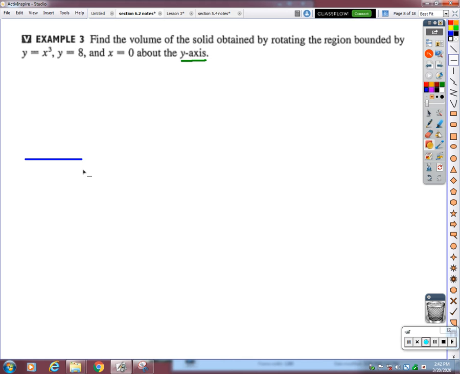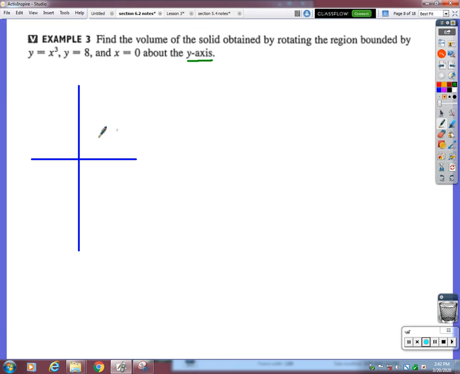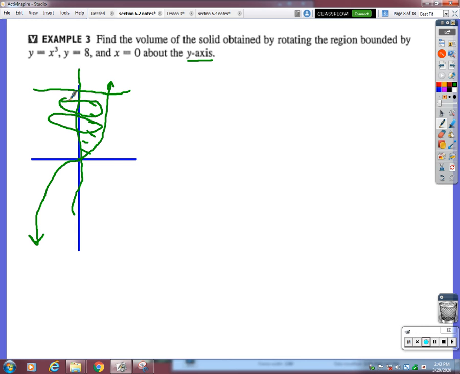All right, so let's get a little sketch of the graph that we're dealing with to start. I've got y equals x cubed, so that's going to be this, and then there's a left-hand part also, which we're actually going to skip. Then it is y equals 8, and x equals 0, and x equals 0 is the y-axis. That defines this little region right here that we are now going to spin around the y-axis this way.